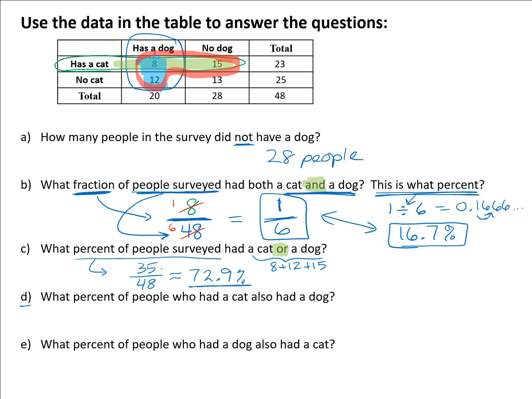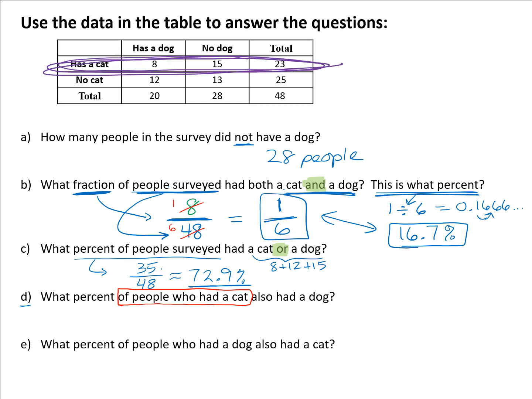Part D, what percentage of the people who had a cat also had a dog? Now this may seem like it's the same question in terms of saying "and," but it's not. The way this is phrased, it's saying what percentage of people who had a cat. What this means is we're only looking at the people who had a cat, and we want to answer a question about how many people also had a dog. So I'm going to highlight that in my table, only the people who have cats. That's 23 people that we're looking at.